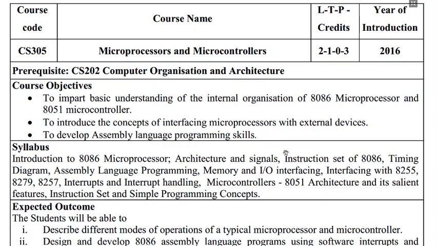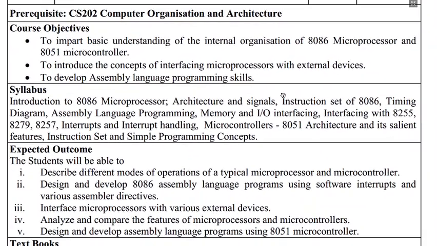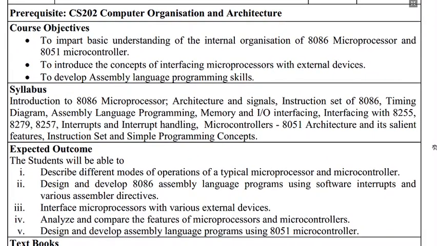Then when we see how these objectives are going to be met through the syllabus, first of all you have an introduction of 8086, its architecture and signals, then the instruction set of 8086. Then directly you will be taken to assembly language programming of 8086. Once the programming part is over, the syllabus goes into the various types of chips and devices that can be interfaced with 8086.